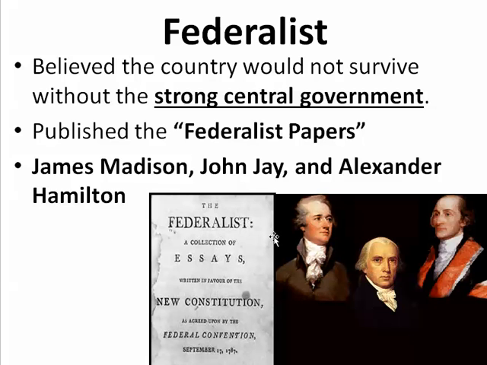If you see the Federalist without it being italicized, that means we're talking about this group of people who supported the Constitution. They believed the country would not survive without a strong central government. They saw Shays' Rebellion as an example of that, and they're going to publish these Federalist Papers: James Madison, Alexander Hamilton, and John Jay.